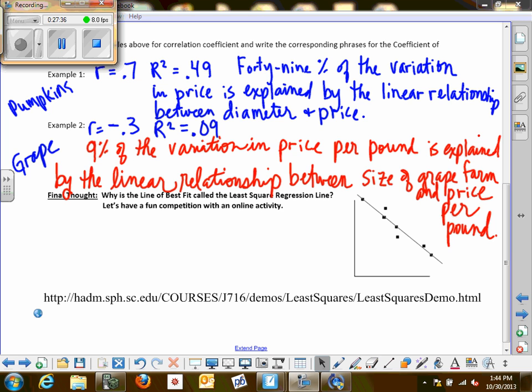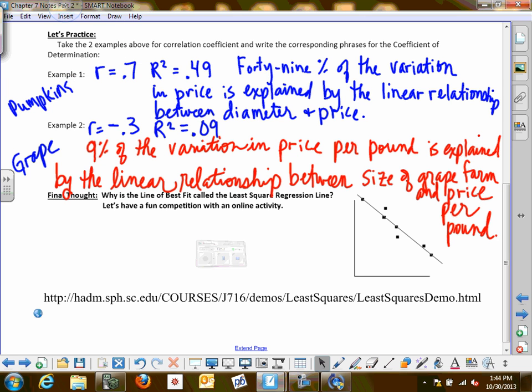So let's see how you did on yours. Okay, so here we go. 9% of the variation in the price per pound, so that's the response, that the clients are paying, is explained by the linear relationship between the size of the grape farm and the price per pound. So did you get your things in the right place?